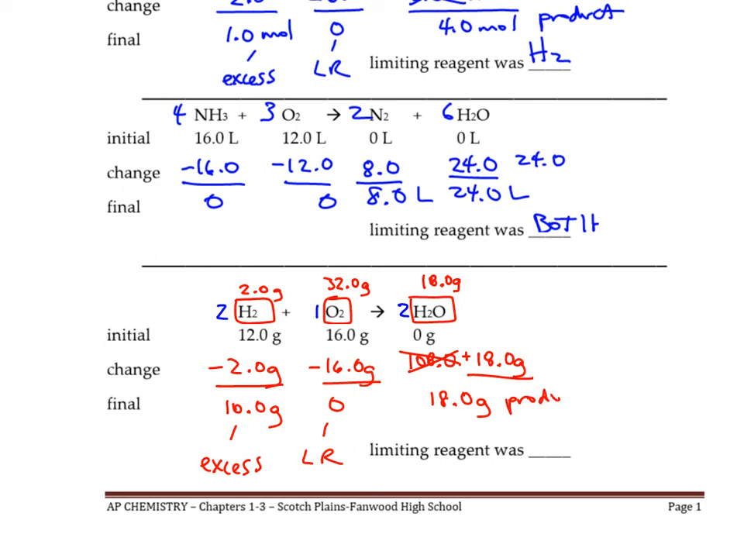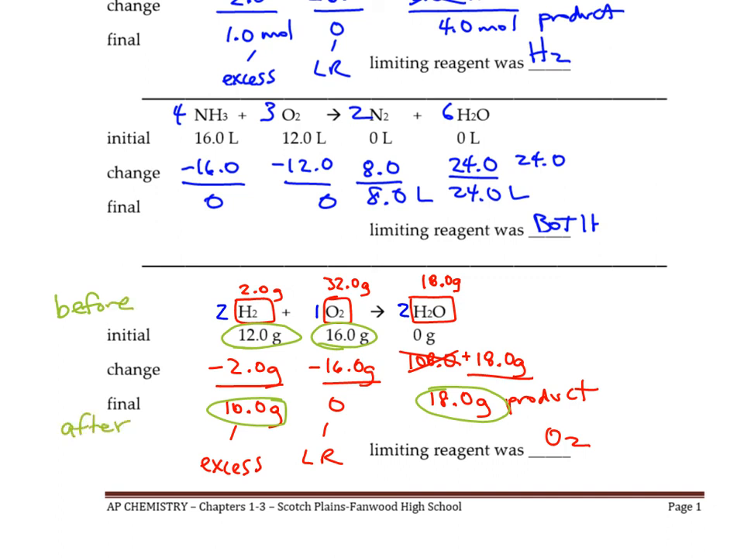Let me point out something interesting about gram problems. If you were to add up the 12 plus 16, it should be the same answer as the 10 plus the 18. Because remember, the initial is the before, and the final is the after the reaction, and the change is the during the reaction.